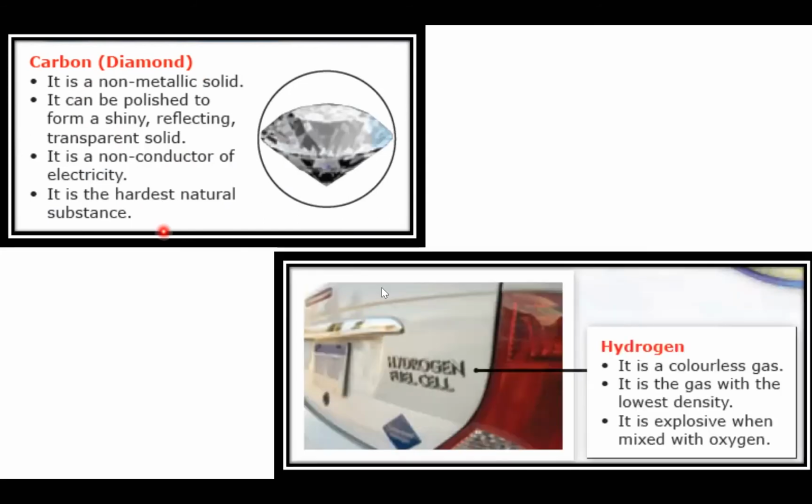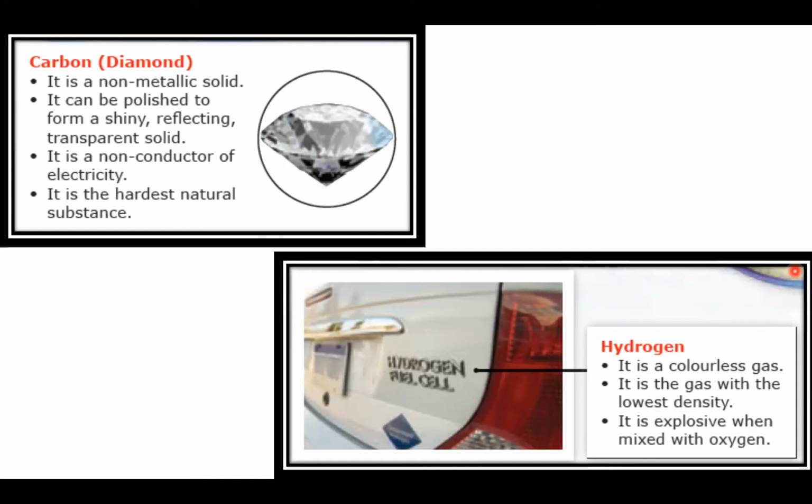The next element is hydrogen. Hydrogen is an element and is a non-metal. In fact, hydrogen is a gas. It is the gas with the lowest density, and hydrogen is quite explosive if you mix hydrogen with oxygen. So if hydrogen comes in contact with oxygen, it can explode. So these are just some examples of elements that you can find in the world.